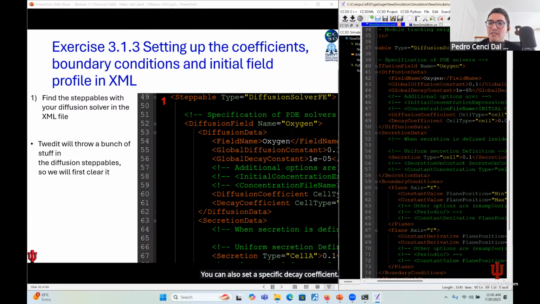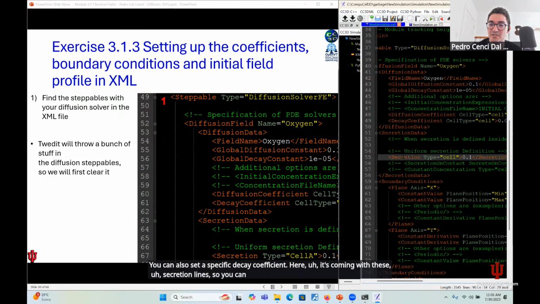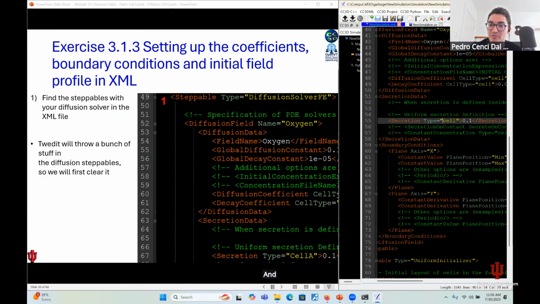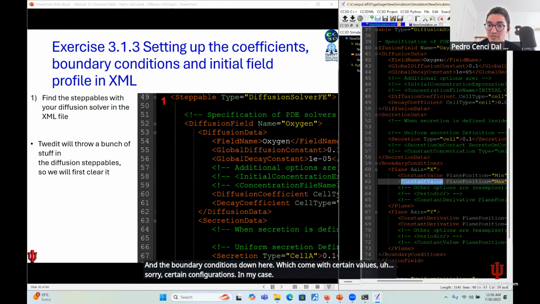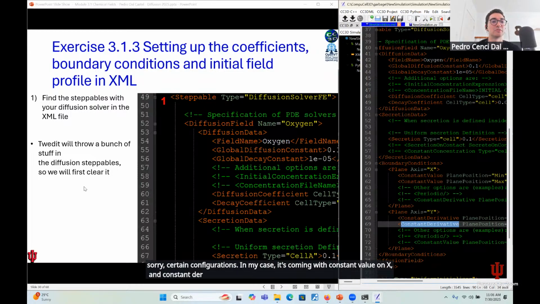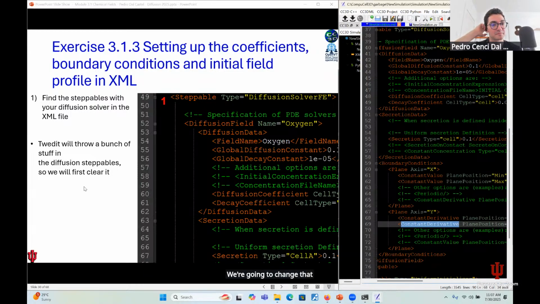Here, it's coming with these secretion lines. So you can also specify secretion via XML. And the boundary conditions down here, which come with certain values, certain configurations. In my case, it's coming with constant value and constant on X and constant derivative on Y. We're going to change that. So make sure you find this chunk of code.